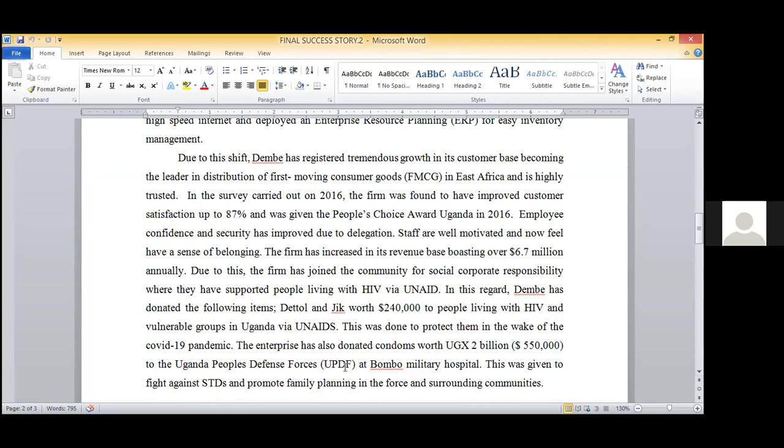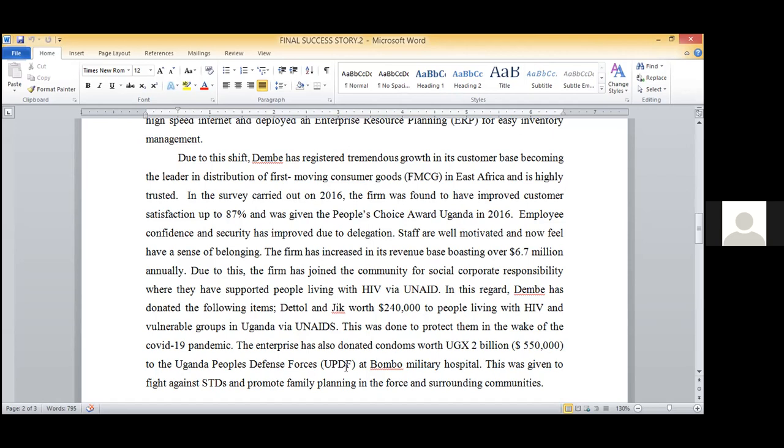In the survey carried out in 2016, the firm was found to have improved customer satisfaction up to 87% and was given the People's Choice Award Uganda in 2016. Employee confidence and security has improved due to delegation. Staff are well motivated and now have a sense of belonging. The firm has increased its revenue base, boasting $6.7 million annually.